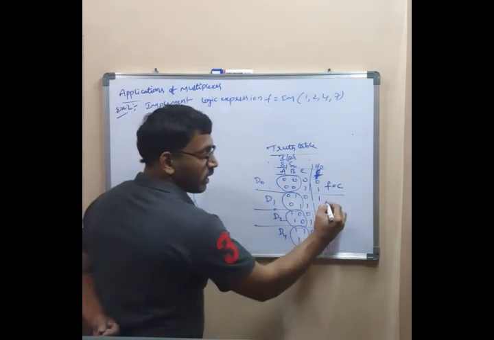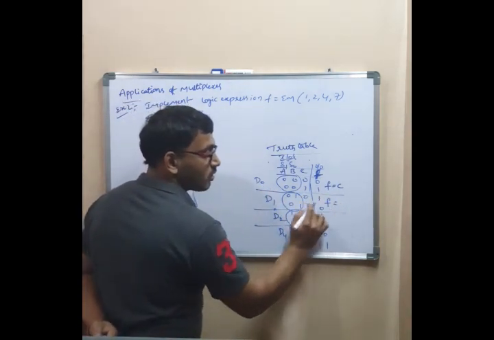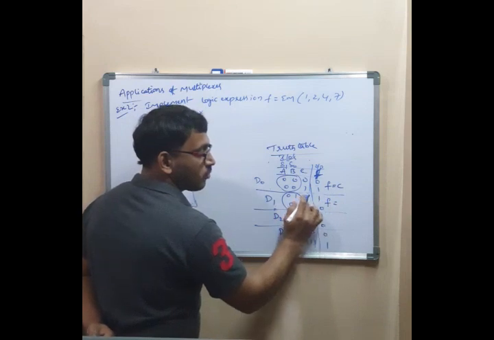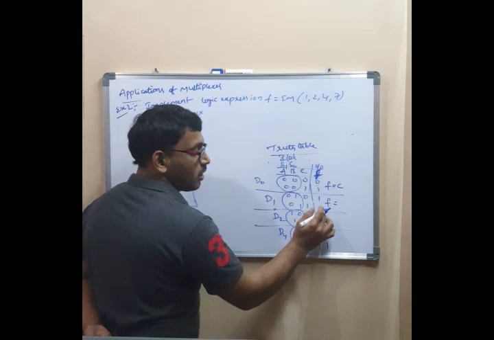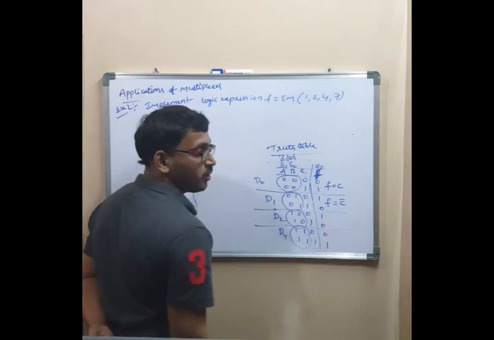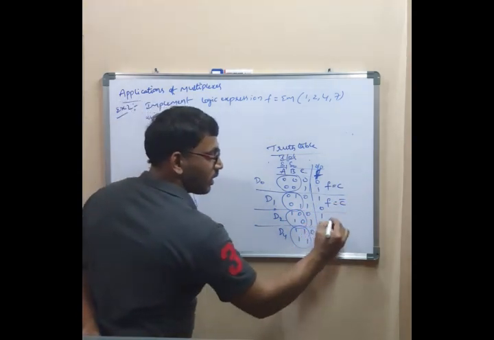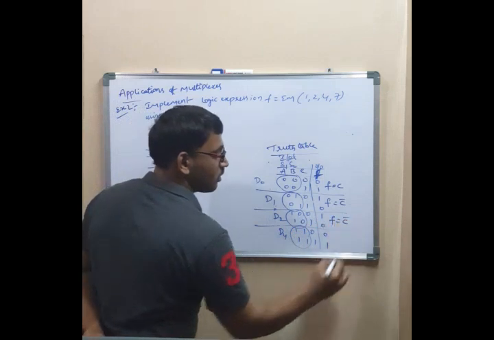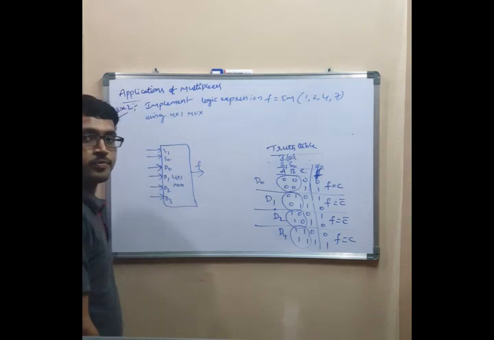So what I can write is F is equal to the complement of C. Here F is equal to 1 when C is equal to 0. For the same combination, F is again 0 when C becomes 1. So I can write F is equal to C complement. Next, for this I can write F is equal to C complement. For this I can write F is equal to C, right?